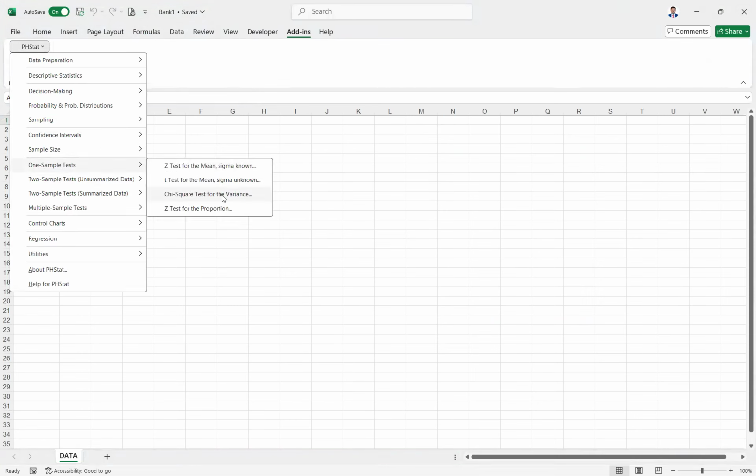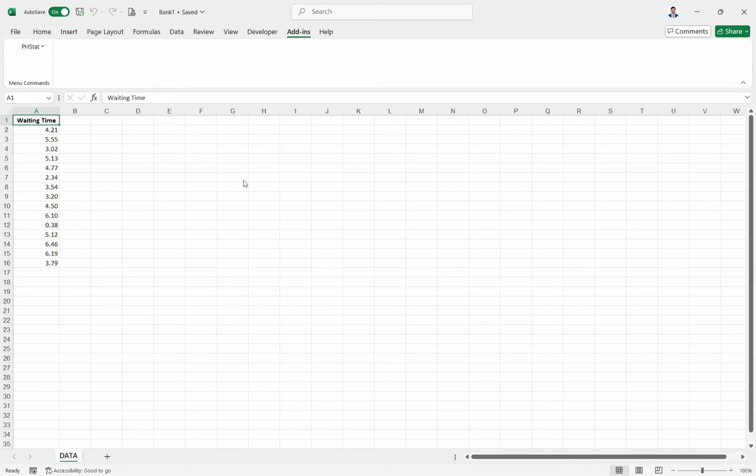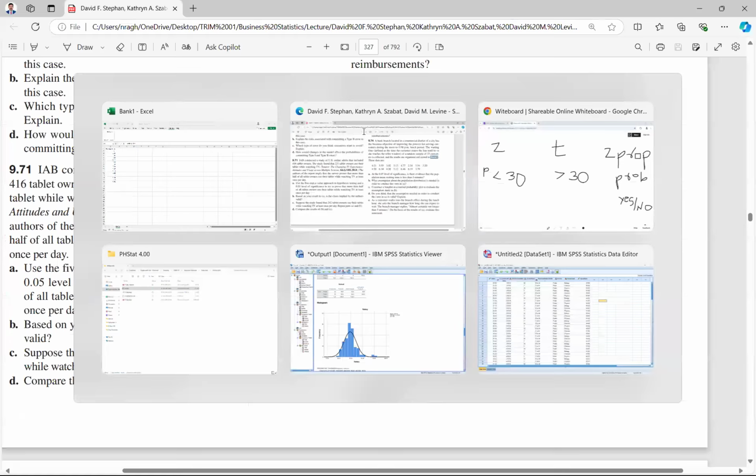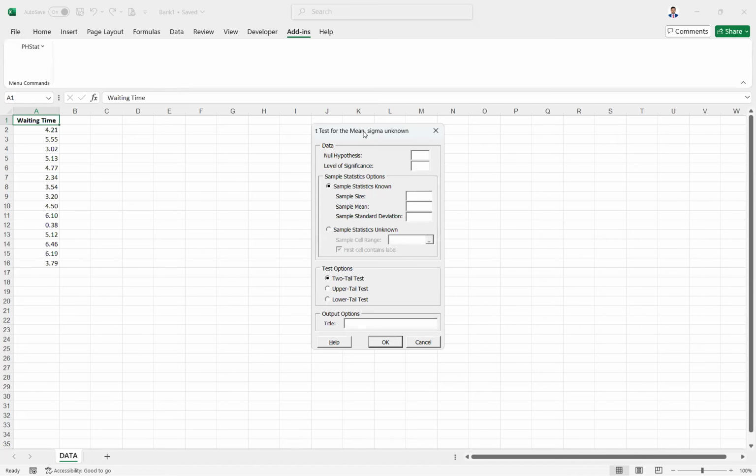T test, chi-square, Z test. Z test for proportion, that is not there. Chi-square is out of syllabus. T test for mean, this is the only thing which is there. Now this is clear which test you have to perform. But until here is it clear? Is it okay so far for everyone? Yes. Null hypothesis.